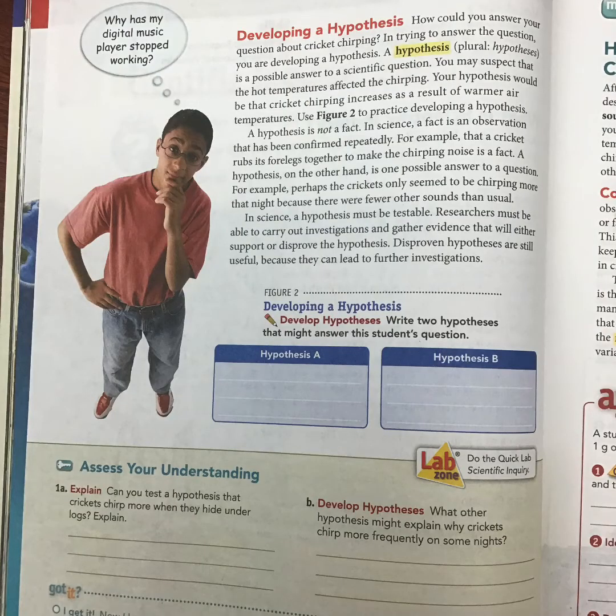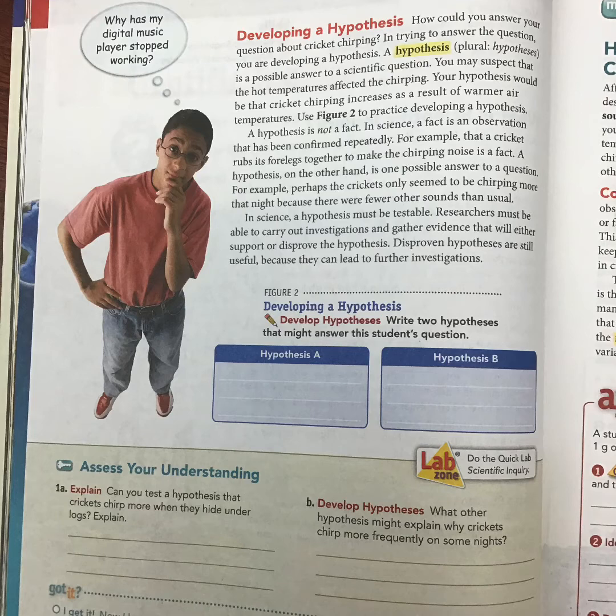Developing a hypothesis. How could you answer your question about chirping crickets? In trying to answer the question, you develop a hypothesis. A hypothesis is a possible answer to a scientific question. You may suspect that the hot temperature affects the chirping. Your hypothesis would be that cricket chirping increases as a result of warmer air temperatures. Use Figure 2 to practice developing a hypothesis.